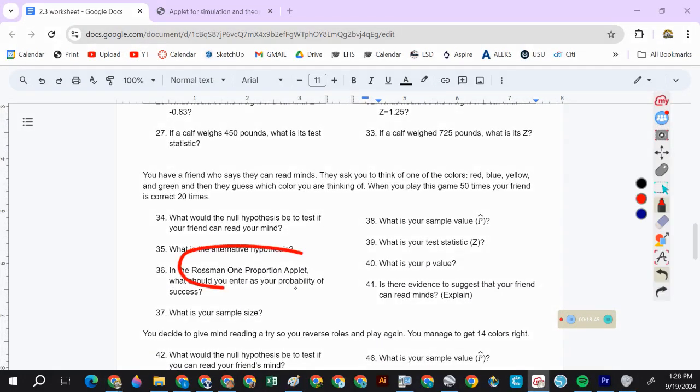Okay? All right. So you're going to need a Chromebook or a phone for this, and you need to search up Rossmann 1 proportion. Okay, that's the one that we've been using on our assignments. So you have a friend who says they can read minds. They ask you to think of one of the colors, red, blue, yellow, or green, and then they guess which color you're thinking of. When you play this game 50 times, your friend is correct 20 times. What would be the null hypothesis?